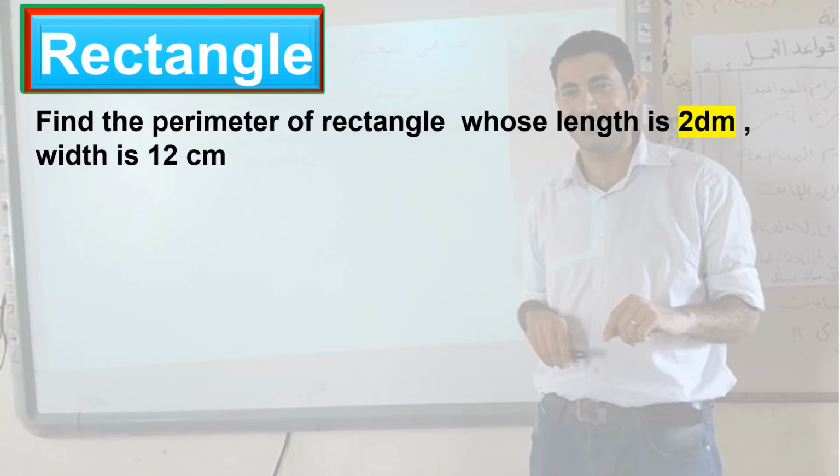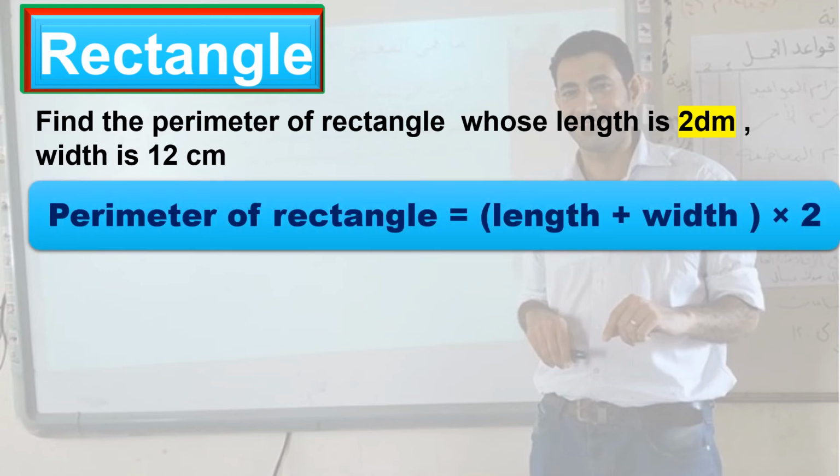Another problem. Find the perimeter of a rectangle whose length is 2 decimeter and width is 12 centimeter. Notice here that the length is 2 decimeter but the width equals 12 centimeter. The question has 2 different measuring units. We cannot solve the question with two different measuring units. So at the beginning we have to convert 2 decimeter into centimeter.